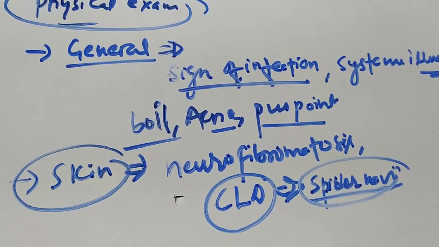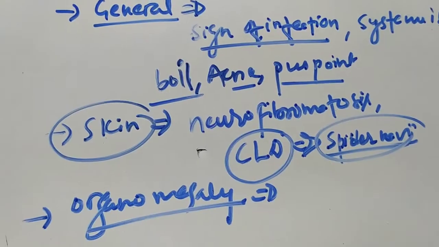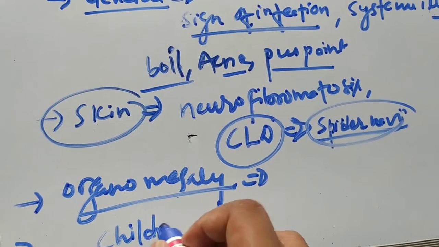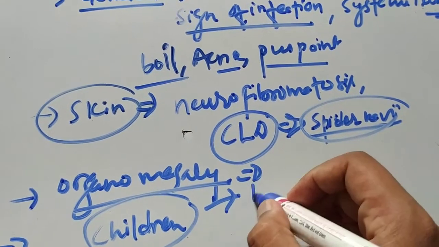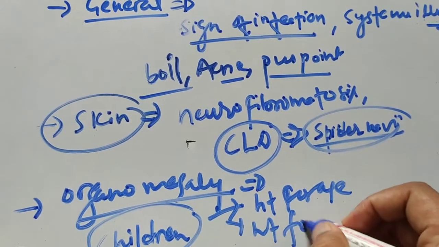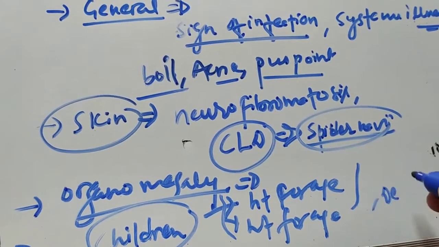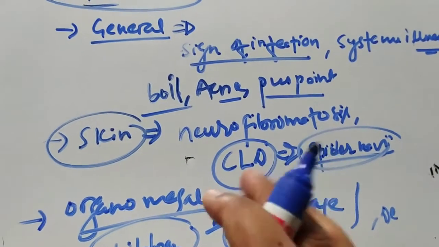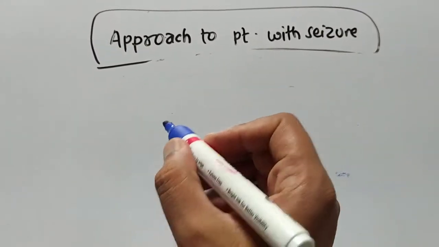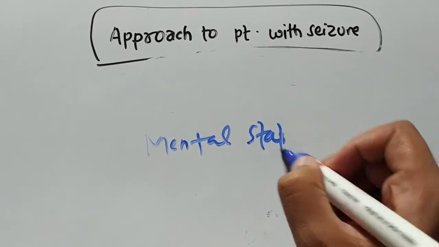And also see if there is any organomegaly or not. Also, if the patient is a child, you should see the height for age and the weight for age. And you should also see whether the developmental milestones are completed or not, if the patient is a child. There should also be testing of the mental status. So the mental status assessment is necessary.